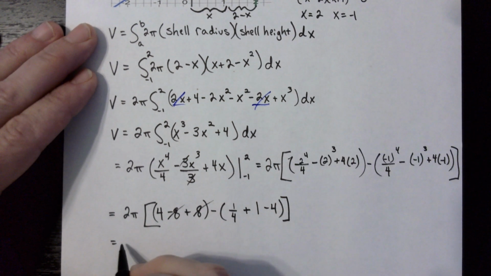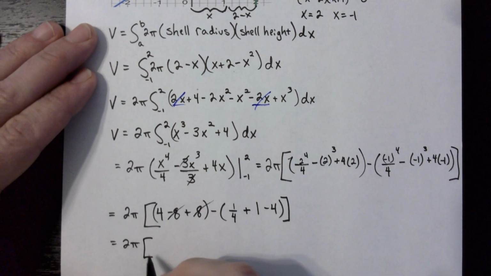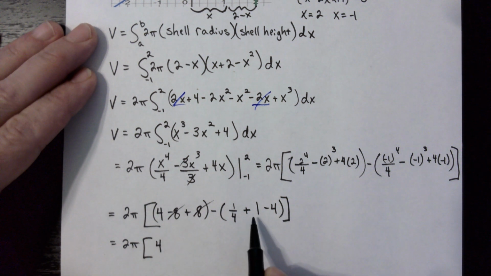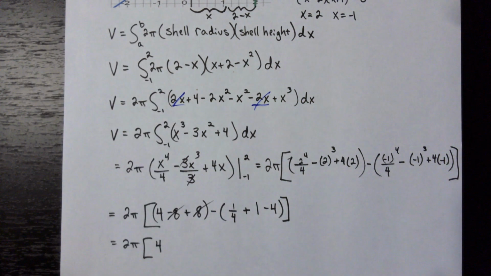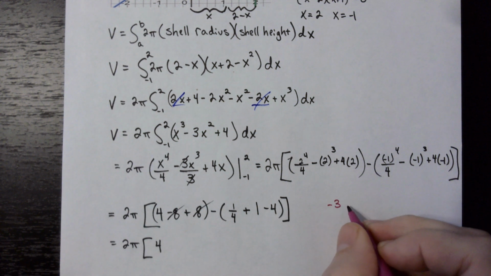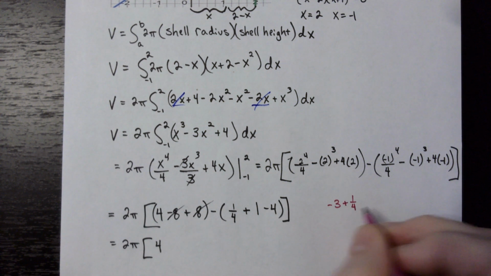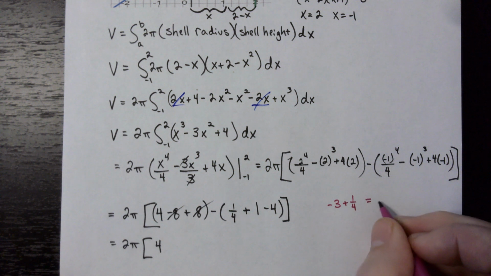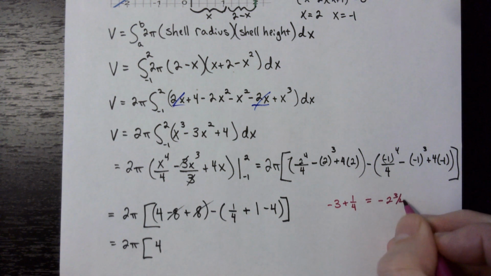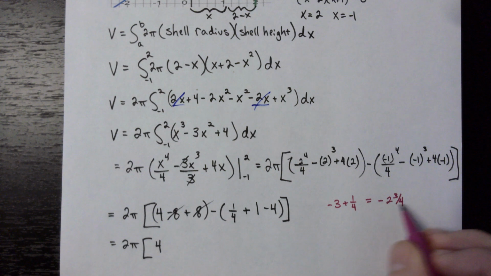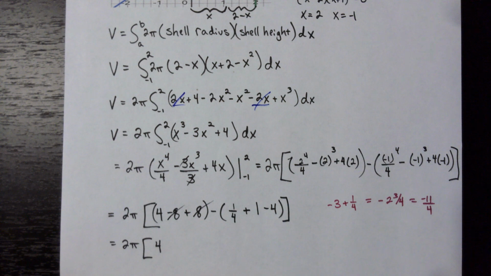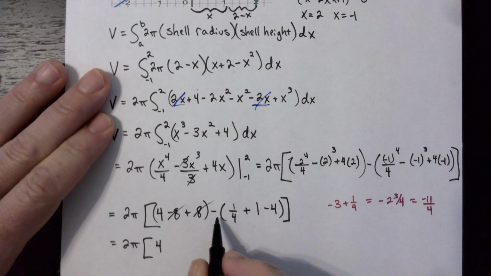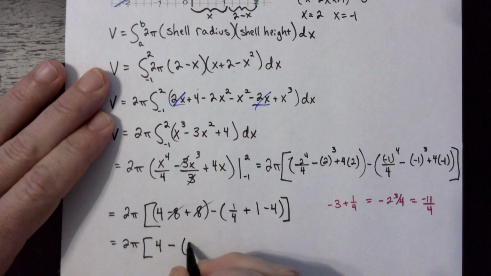Okay, so we get 2 pi times 4. Okay, what's this one going to be? Let's see, we've got 1 minus 4, which is -3. And then write this off to the side here. -3 plus 1/4. Right? So that's going to be equal to -2 3/4. Okay, and that's going to be equal to -11/4 if you write it as an improper fraction. So that's what I'll put in that parentheses. Remember, there's still this minus that's sitting out in front here. So minus a -11/4.